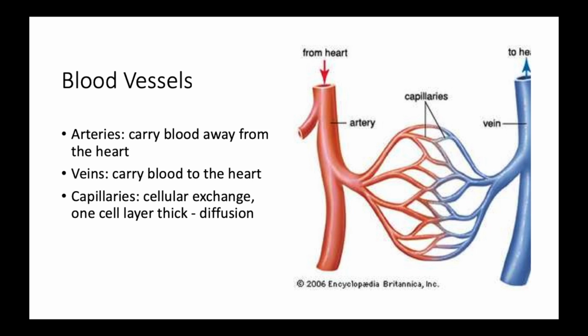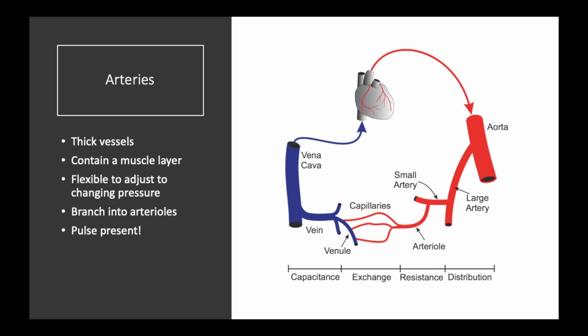Capillaries are involved in cellular exchange, and they are one cell layer thick. So they work based on the principle of diffusion. Arteries are thick vessels. They're the thickest vessels in the body, and they contain a muscle layer. They're very flexible to adjust to changing blood pressure, and they branch into arterioles.